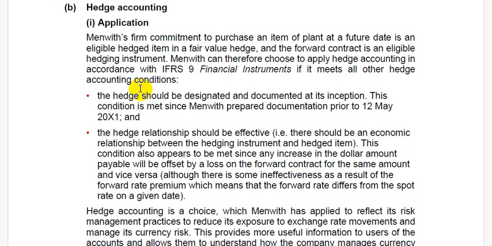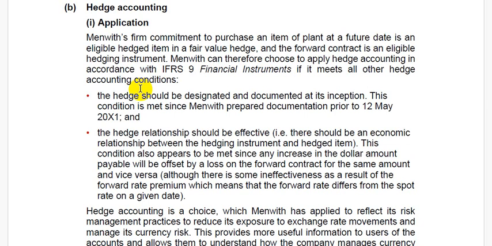Menwith's firm commitment to purchase an item of plant at a future date is an eligible hedged item in a fair value hedge. They gave us that from the requirement in the story that this is a fair value hedge. They accounted for it as a fair value hedge. Again, is it correct? We've noted that we use fair value hedges for assets and liabilities. We are talking about an item of plant. An item of plant is an asset. Okay. And the forward contract is an eligible hedging instrument.